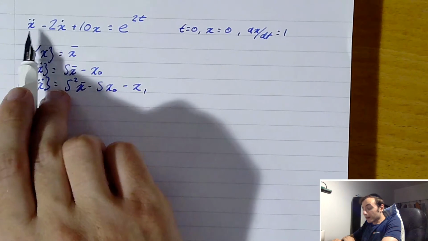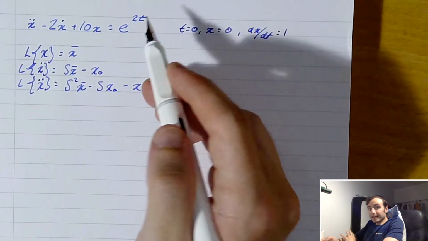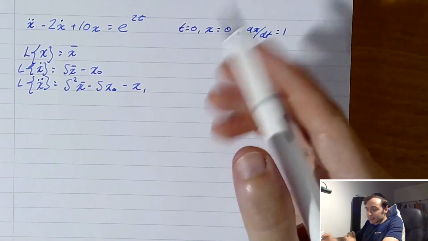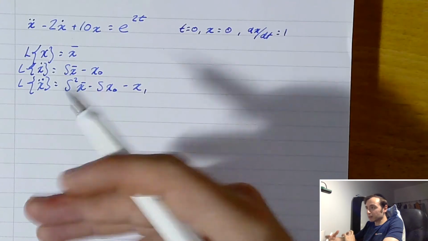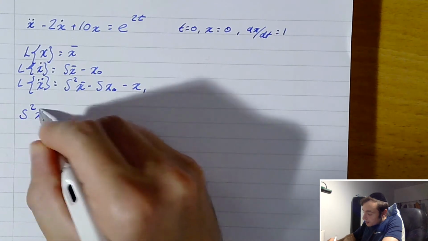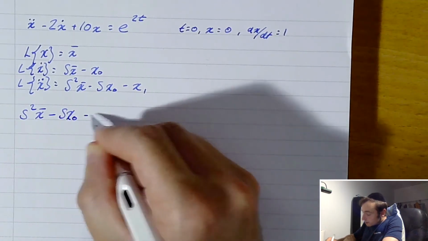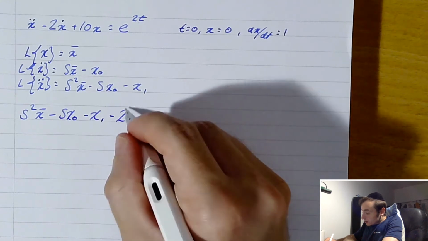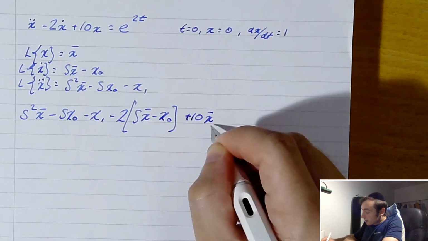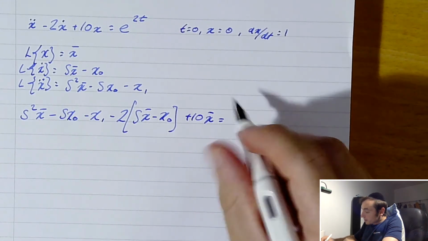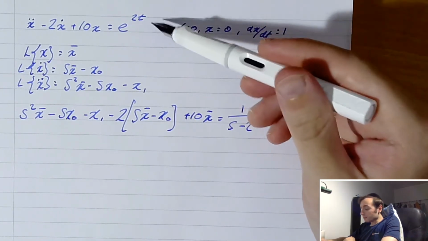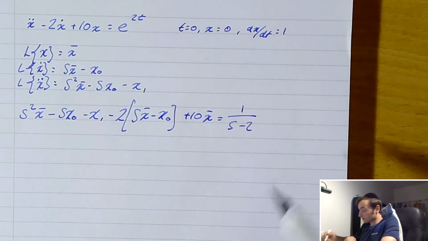So let's take the Laplace transform of the left and the right hand side. Using the principle of linearity, we're going to be able to separate the variables and then directly use those substitutions. If that doesn't make sense, go back to the previous videos because this should be quite intuitive by now. So: s squared x bar minus s x naught minus x1, minus 2 times s x bar minus x naught, plus 10 x bar equals the Laplace transform of e to the 2t, which is 1 on s minus 2.